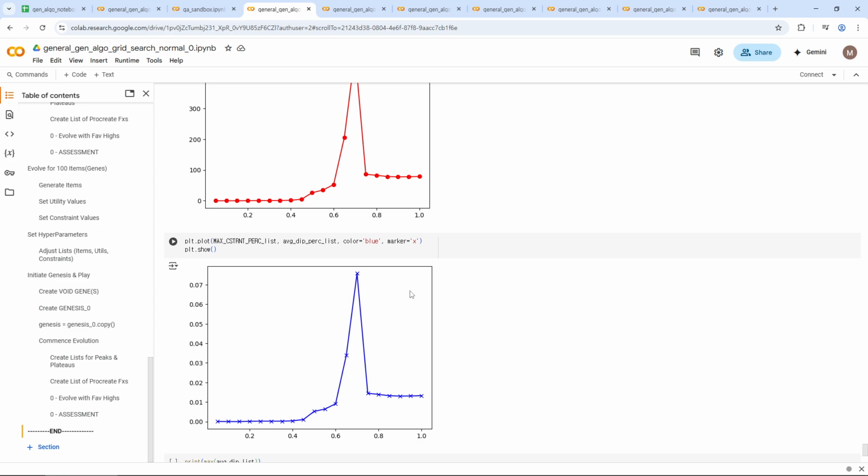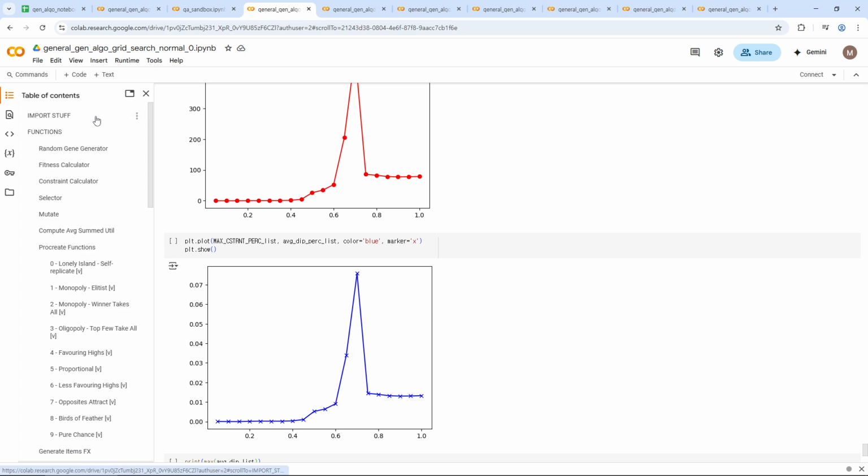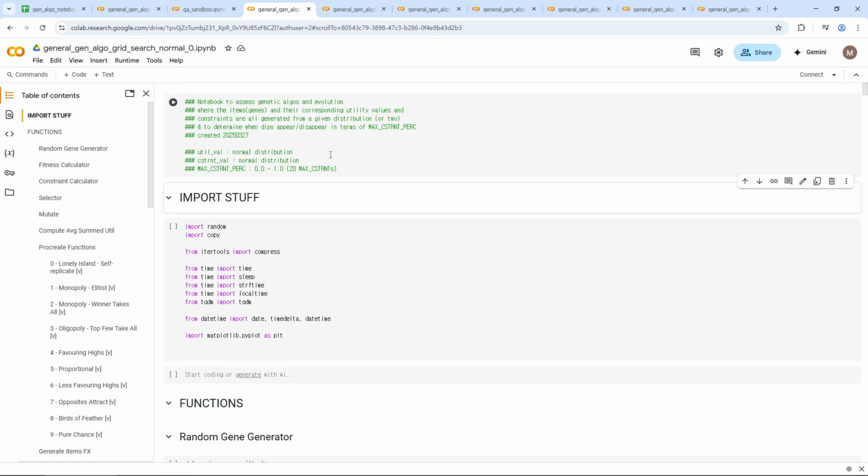And the average dip size percentage, average dip percentage, is at the highest when it's at 0.7 or 70% of the max constraint, of the total summed constraint values, and then it comes down when it's at 0.75, and then it just stays there. Slightly lower, but it stays there. So this is when the utility values and the constraint values were both sampled from a normal distribution.